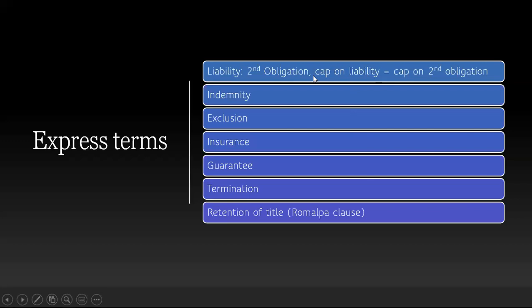This is determined within case law in England, and is a rule now. So remember that a term on liability is actually a term on secondary obligation, or on the obligation that is imposed on the breaching party in case they breach that term.